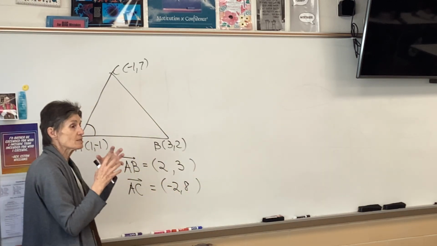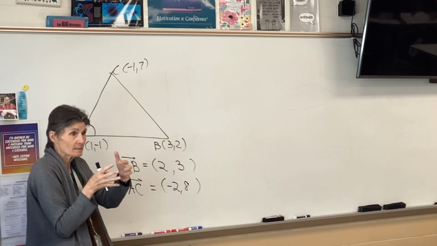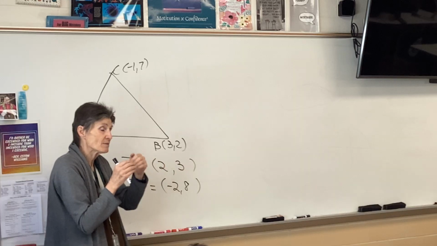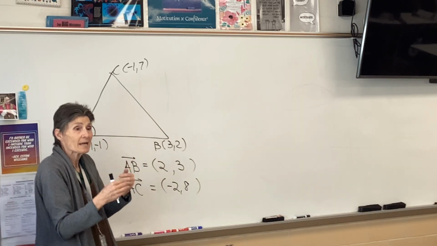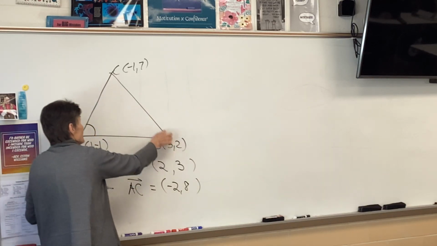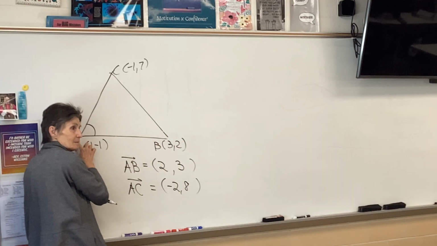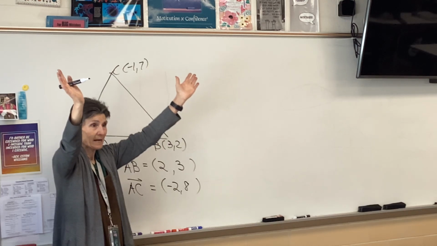So we're simply describing the X movement from A to B and the Y movement from A to B, and then the same thing from A to C. If you picked angle B, then you would do BC and BA. Whatever angle you pick, you go out from that angle.